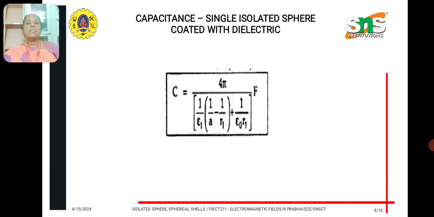Finally, by substituting all these values, the capacitance of a single isolated sphere coated with dielectric is given by the formula C equals 4 pi divided by [1 by epsilon 1 times (1 by A minus 1 by R1) plus 1 by epsilon naught R1] farads.